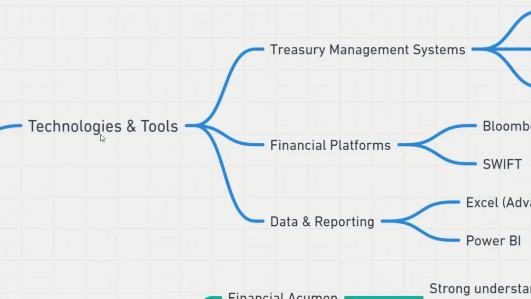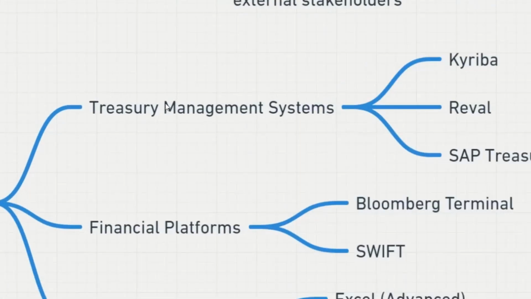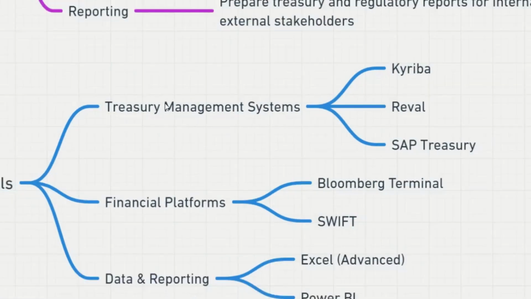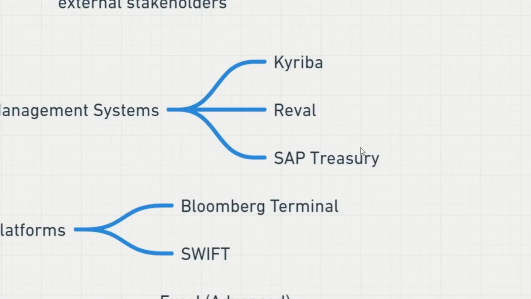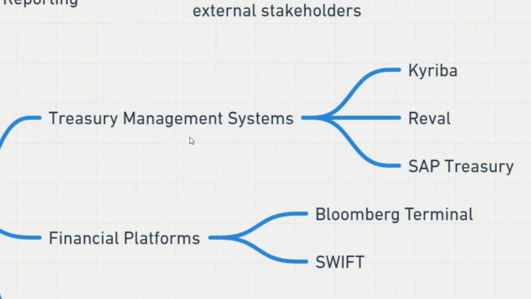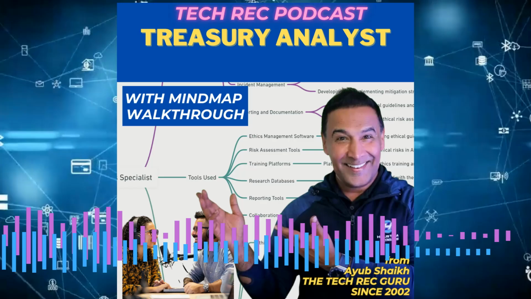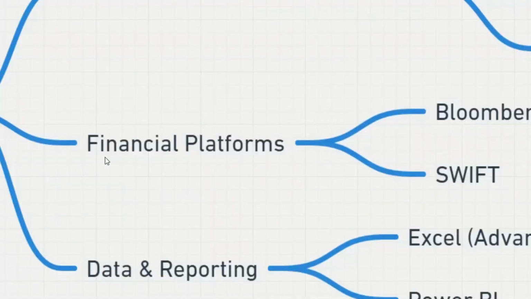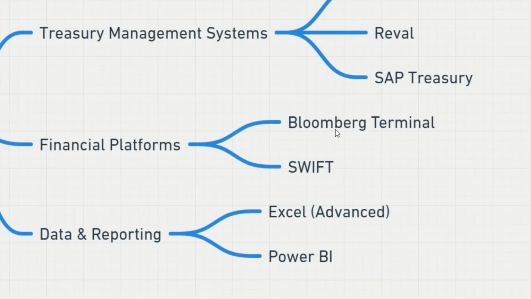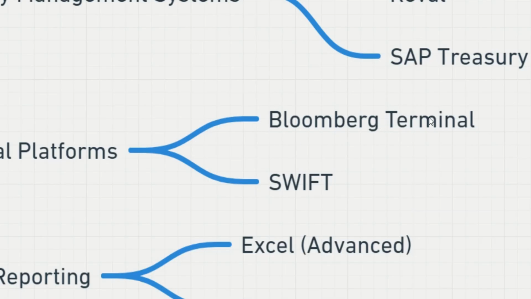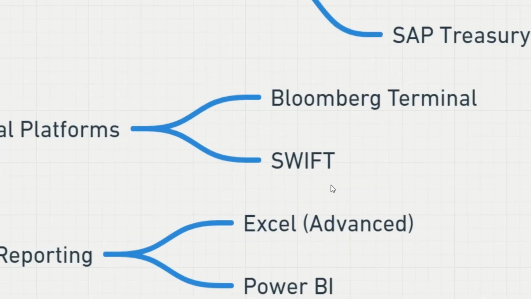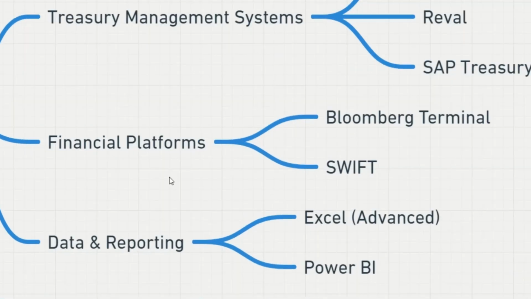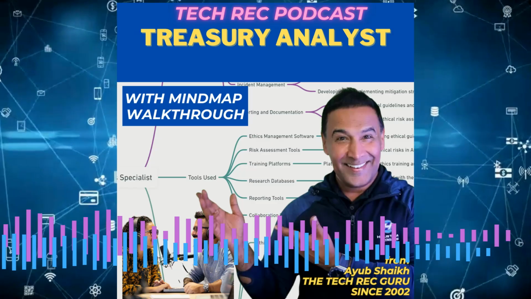Okay, let's switch gears slightly. The technology. Sheikh mentions specific systems like Kyriba, Reval, SAP Treasury. What are these? Those are Treasury management systems, or TMS. They automate a lot of the Treasury tasks, cash management, payments, risk tracking, and streamline things. And other platforms: Bloomberg Terminal comes up. SWIFT, too. Bloomberg is essential for real-time market data, news, analytics. And SWIFT is the network for secure international financial messages, especially payments.